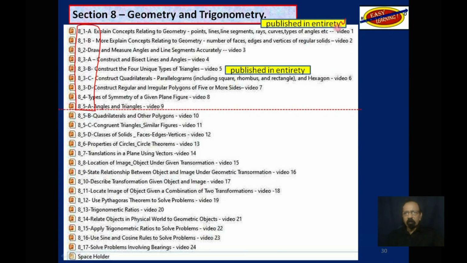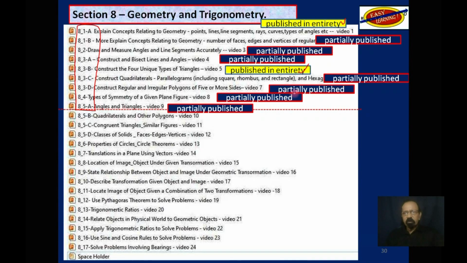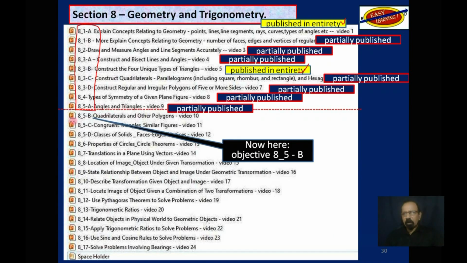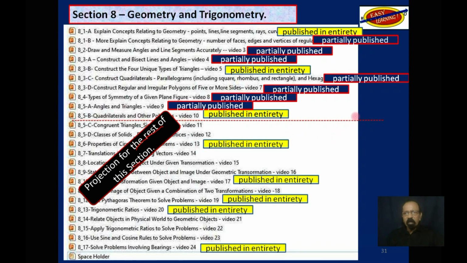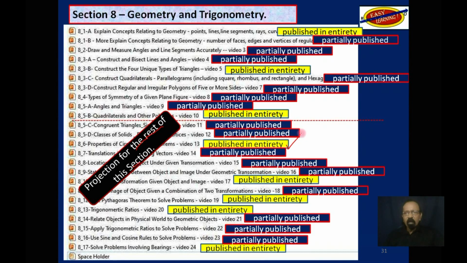These two have been published in their entirety, those others partially. We are now here, part B of objective 5. When this is finished, it will be published in its entirety. And this is a projection for the rest of this section, how the videos will be published. These others here will be published in their entirety, and the rest partially published.